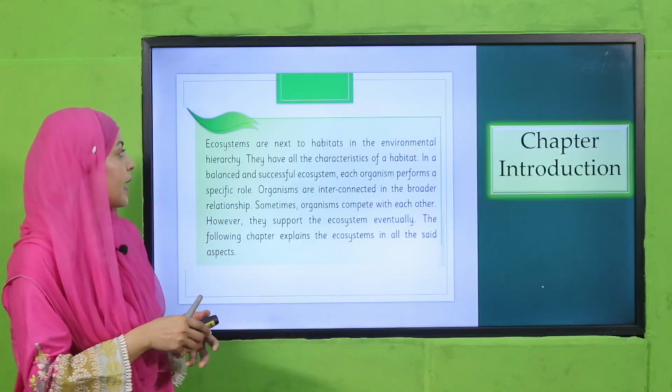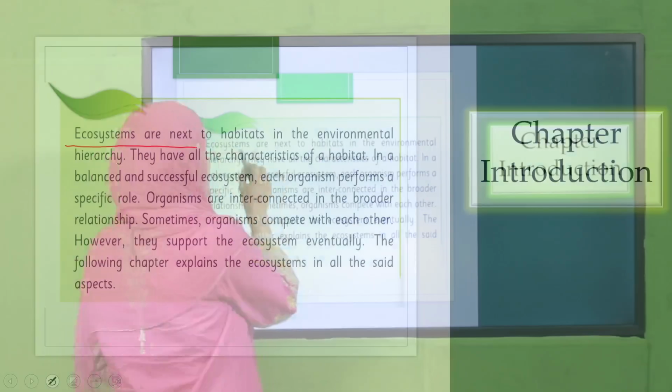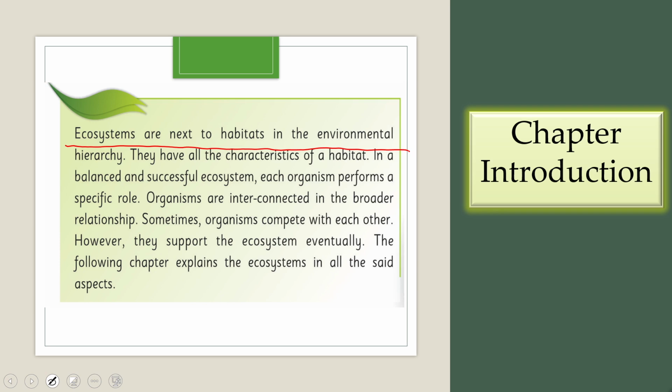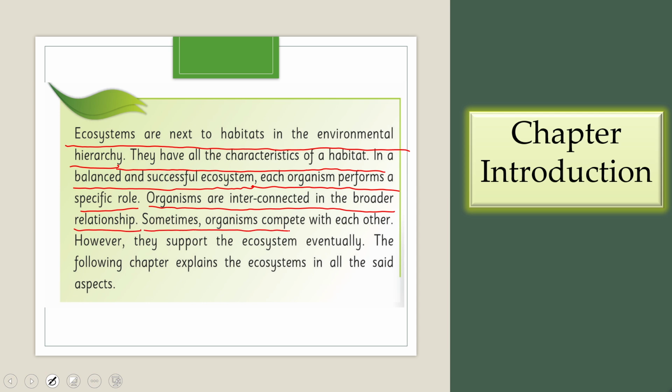So, my dear students, in this unit, ecosystems are next to habitats in the environmental hierarchy. They have all the characteristics of a habitat. In a balanced and successful ecosystem, each organism performs a specific role. Organisms are interconnected in the broader relationship. Sometimes organisms compete with each other. However, they support the ecosystem eventually. The following chapter explains the ecosystem in all the said aspects.